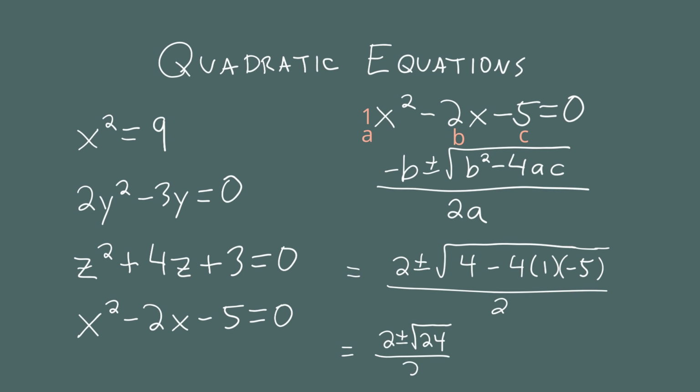All this over 2. Now you may wonder, is there any way to simplify this? There is, and you will learn how to do that. You will get 1 plus or minus the square root of 6. And that plus or minus symbol is another thing you'll learn about. What that means is you do this calculation once with a plus sign, and you do it a second time with a minus sign. And that will give you the two answers to the quadratic equation.